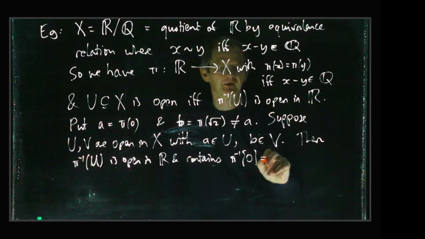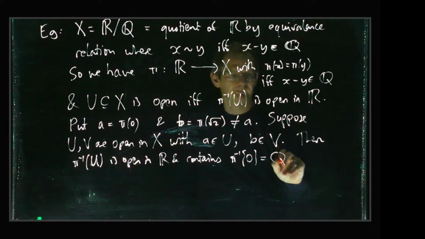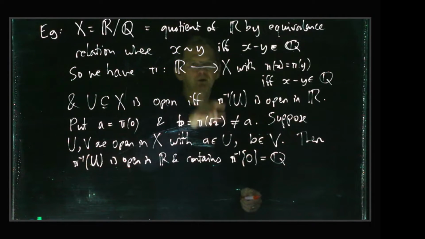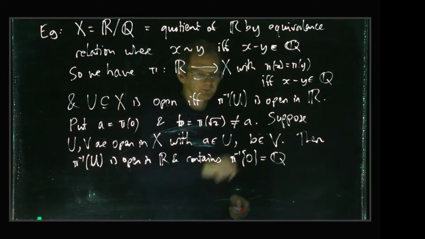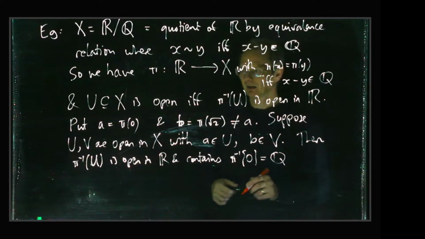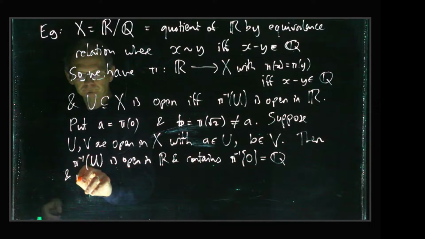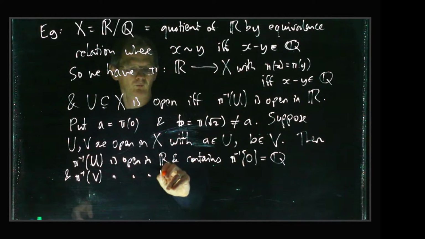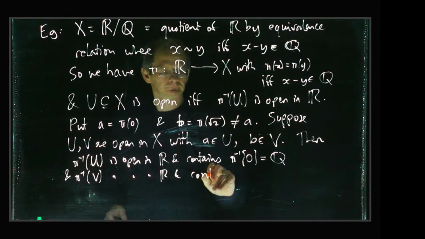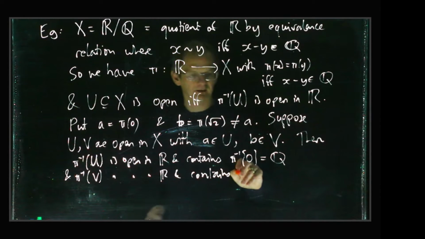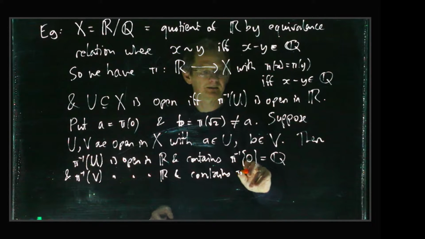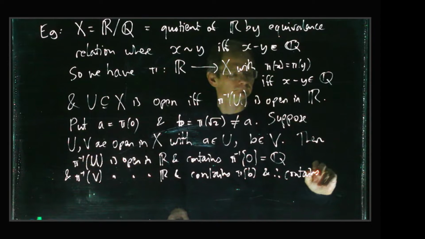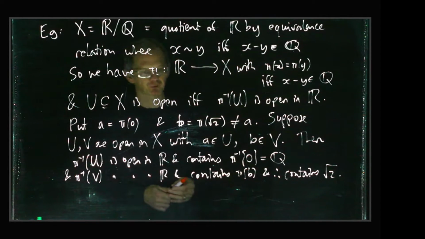But what's pi inverse 0? I mean, that's just a set of rationals, right? Because pi of x is equal to pi of 0 if and only if x minus 0 is rational. So pi inverse of 0 is the rationals. But pi inverse V contains pi inverse B, so it contains root 2.